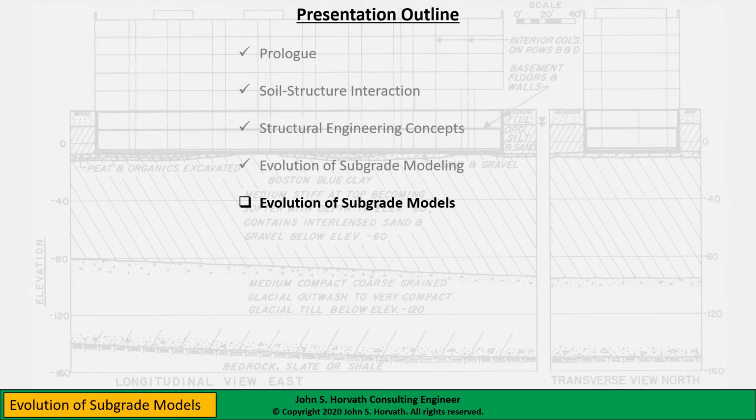Well, now this brings us to the evolution of subgrade models. How do we craft a model that works within structural analysis software to give us the desired results?